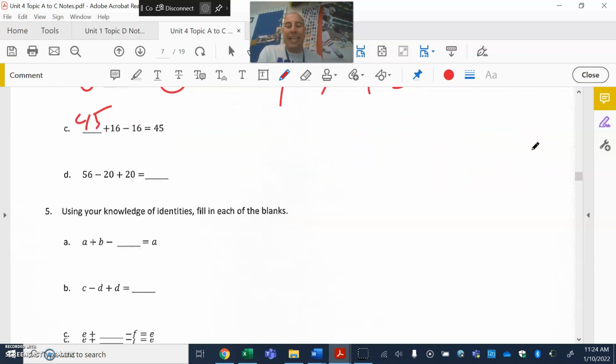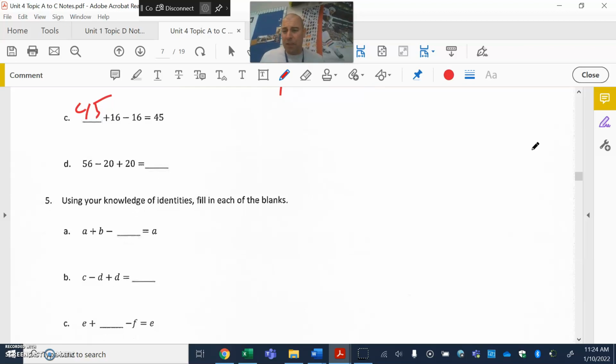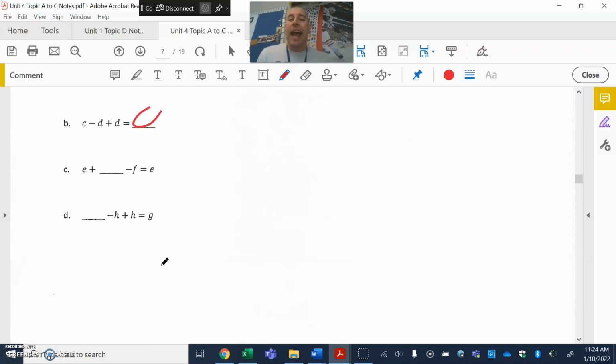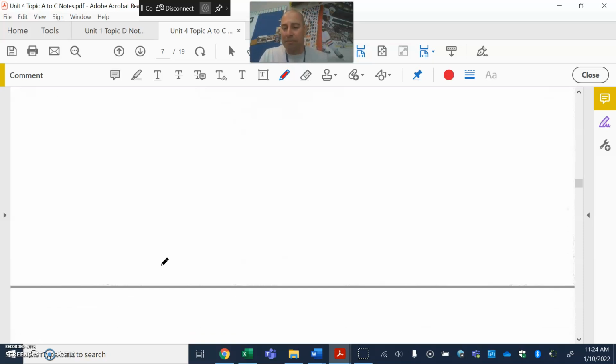If I take an A plus a B, what do I subtract away to get back to A? Well, if I add on a B, I'm going to subtract away the B and get right back to where we started from. C minus D plus D, what's that going to give me? Well, if I start with C and I take away D and I add the exact same back on, I'm right back where I started from. That's a C. So that's what we're watching out for: if we add the same thing on and then we subtract it away, we're right back to where we started from.